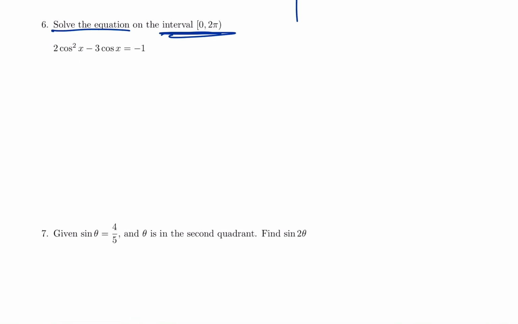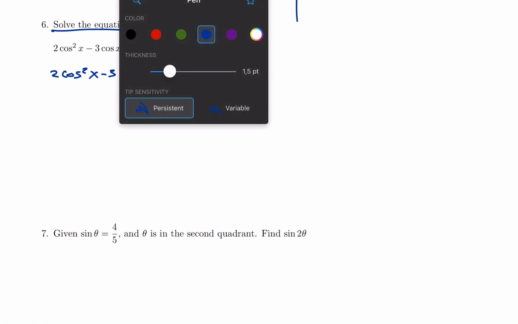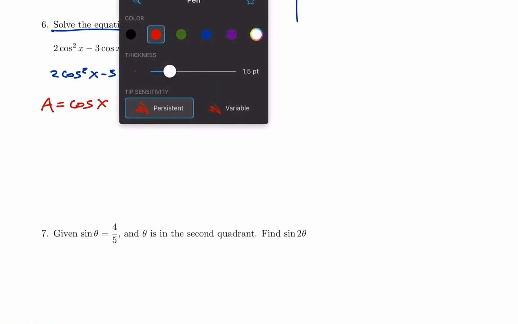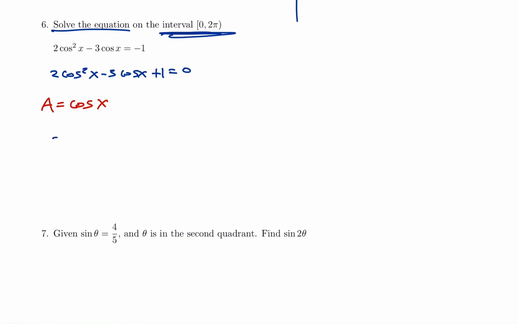So here, what we have to do is set this equal to 0 first. Plus 1, I'm going to add 1 to both sides to get 0. Then I'm going to treat cosine as an entire variable a. Then I'll rewrite it using a. Then I get 2a squared minus 3a plus 1 equals 0. The reason I do this is so that we can factor this, if we can factor it.